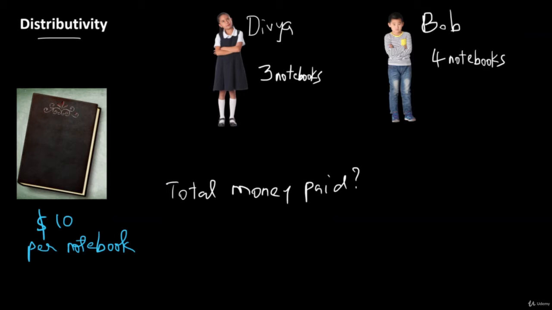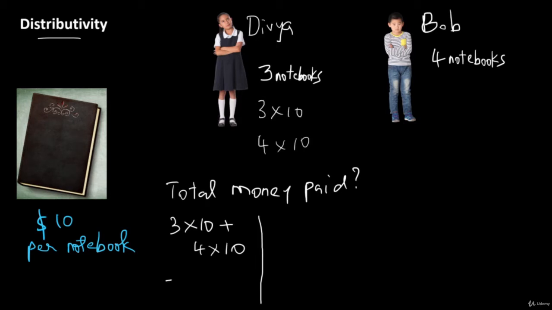Now both of them approach this problem in a different manner. Divya first finds what is the money that she spends. That would be 3 into 10 because she is buying 3 notebooks. And what is the money that Bob spends? So that would be 4 into 10 because he is buying 4 notebooks. So Divya finds that the total money spent is 3 into 10 plus 4 into 10, which is equal to $70. Alright, now Bob first thinks of what is the total number of notebooks bought.